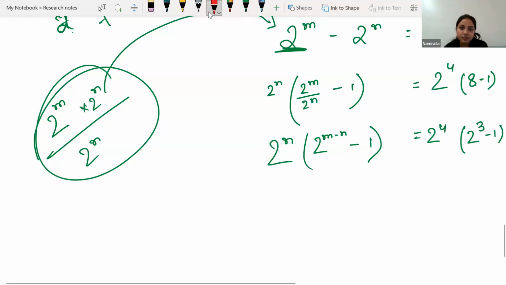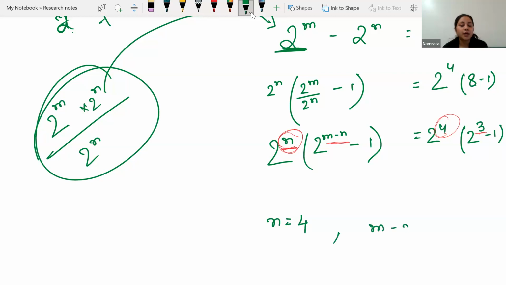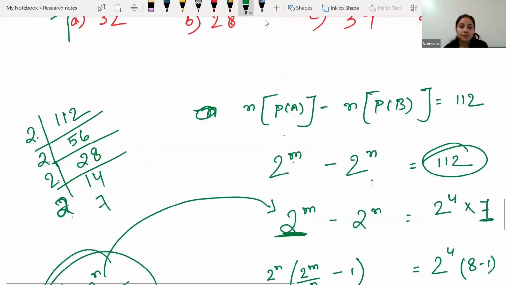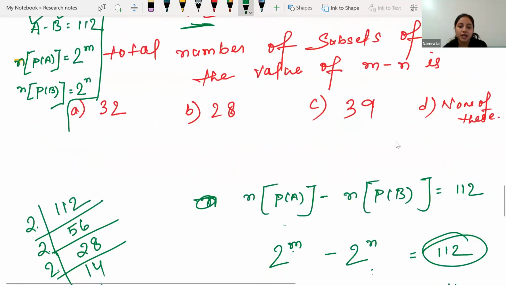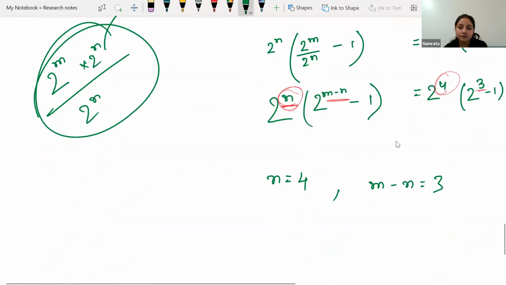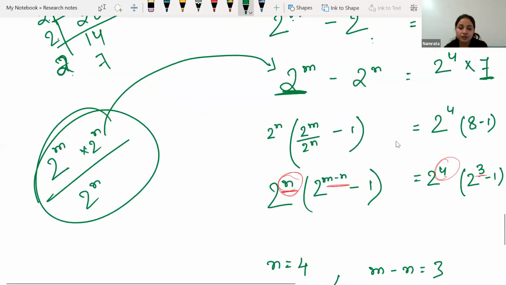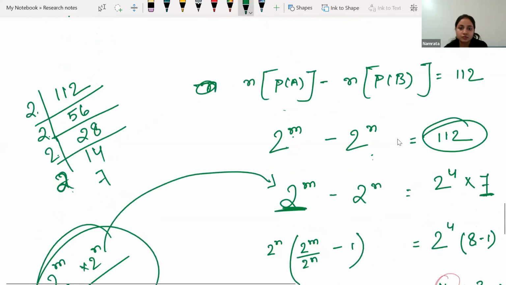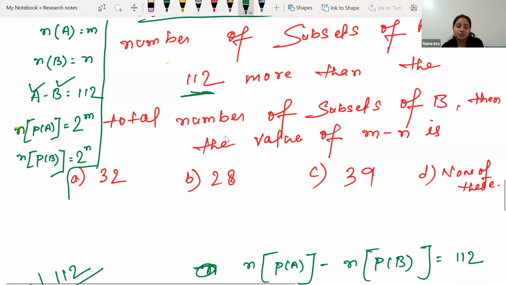So now we can do the comparison of the powers. That's what we always do. We can say this n and this 4 will be equal, and we can also say this m minus n and this 3 will be equal. So we got two equations over here. By comparing powers of 2 on both sides, we got n is equal to 4, and we also got m minus n is equal to 3. What are we supposed to find? Are we supposed to find m? Let's see. We have to find m minus n. Okay. Let me check the question now.